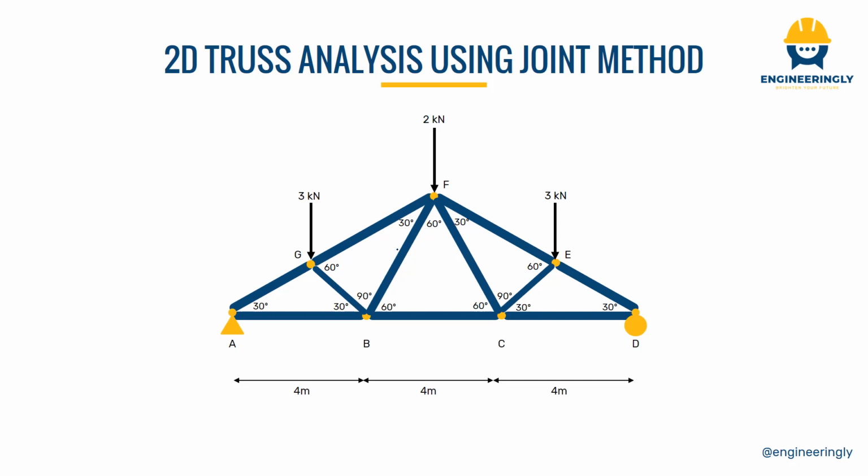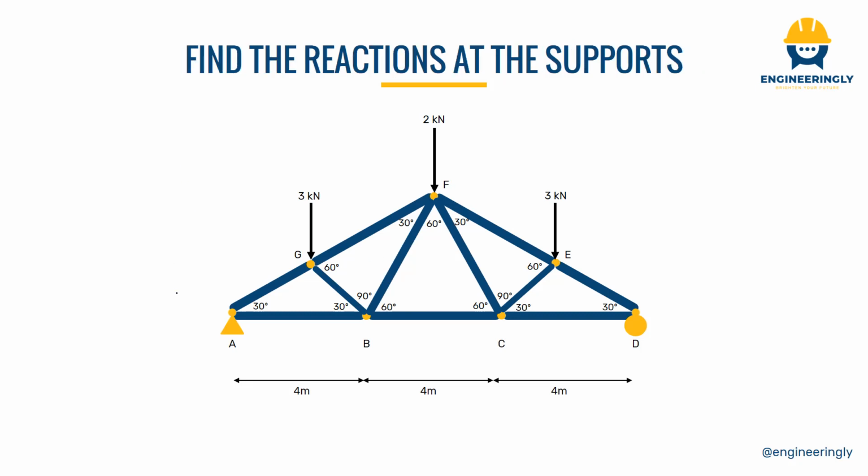So the first thing that we are going to do here is to find the reactions at joint A and joint D. These could be found using the equations of equilibrium, since this is a statically determinate structure. On the other hand, this is a symmetrical truss, so the loads will be divided equally between this support and this support. The total force acting on the truss will be 8 kilonewton, out of which 4 kilonewton will go to support A and 4 kilonewton will go to support D.